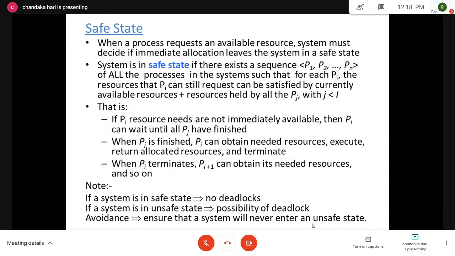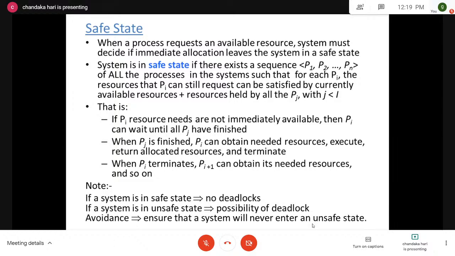It is the responsibility of the operating system to define a safe sequence in such a way that the system will never enter the deadlock state. So finally, I conclude with this topic. If a system is in a safe state, that implies there is no deadlock. If a system is in an unsafe state, there may be a possibility of deadlock. So you have to write an algorithm in such a way that the system will never enter an unsafe state. The resources must be allocated in such a way that the system always has a safe sequence.